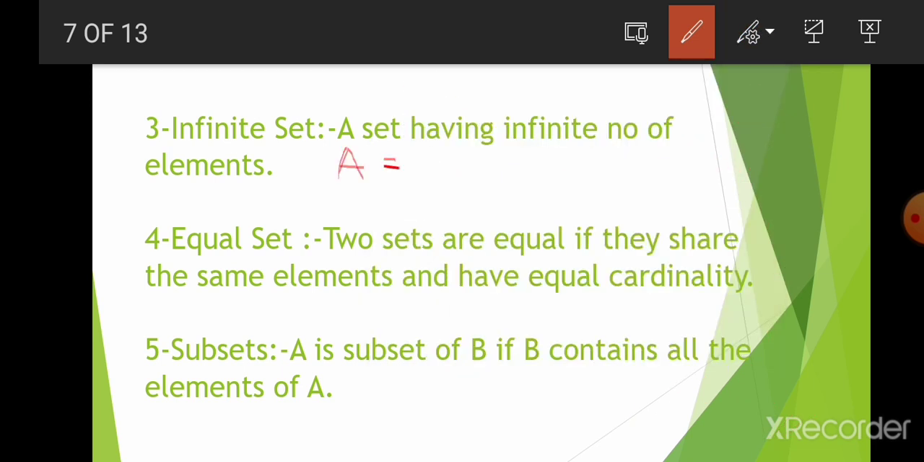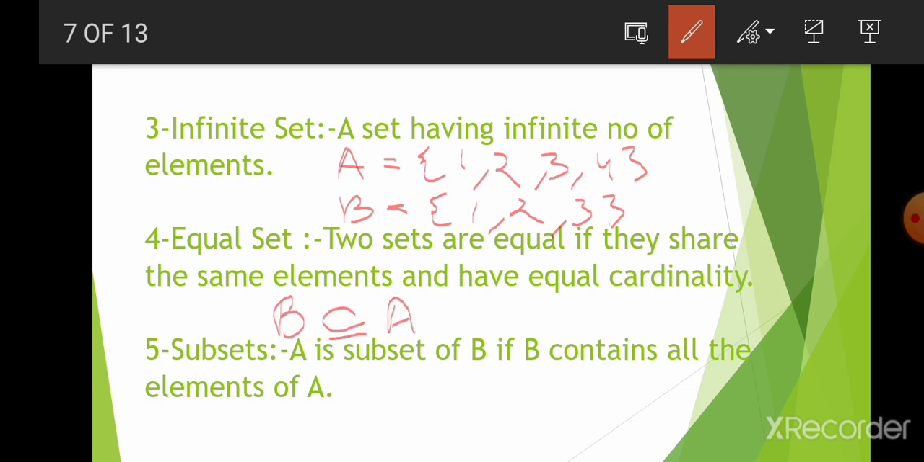Suppose A is a set in which the elements are 1, 2, 3 and 4, and B is a set in which the elements are 1, 2 and 3. So in this case we can write B is a subset of A, or we can easily say that B is a proper subset of A, because there is one element, 4, which is not present in B. But if there is a set C in which the elements are 1, 2, 3 and 4.